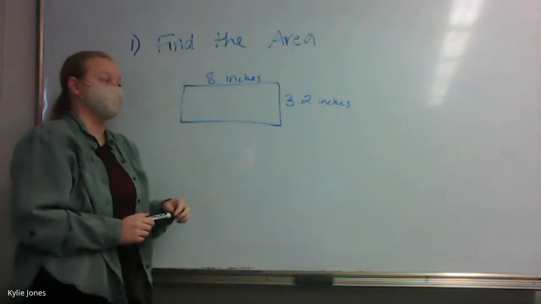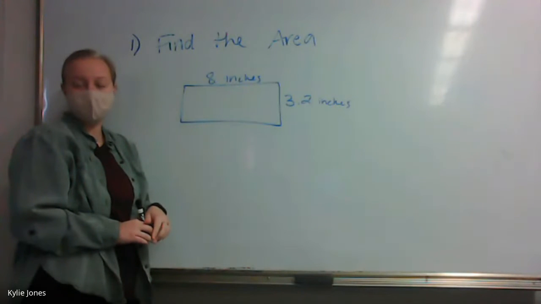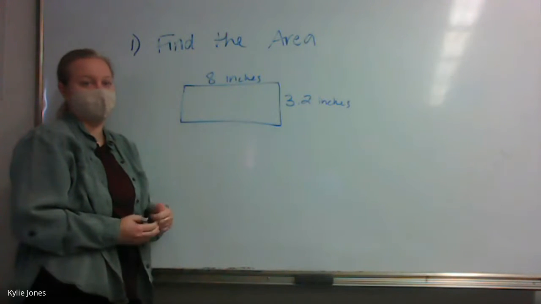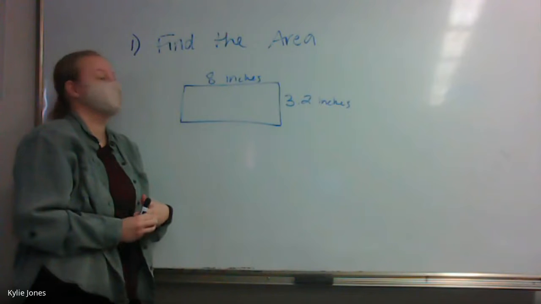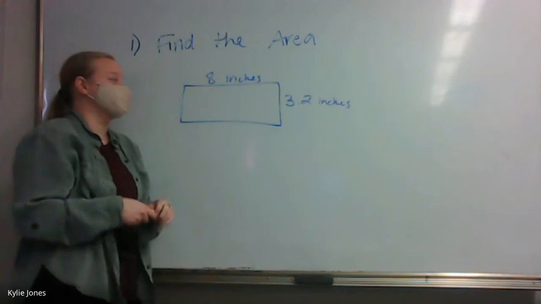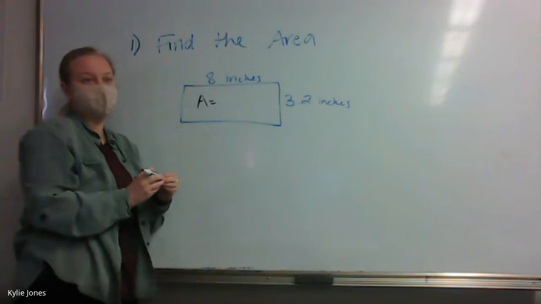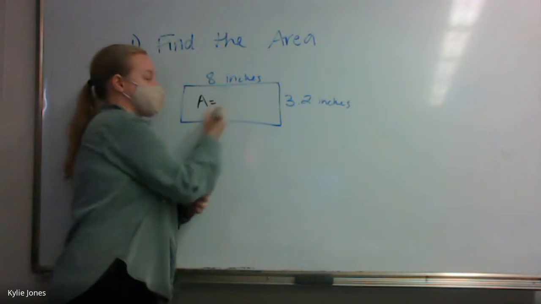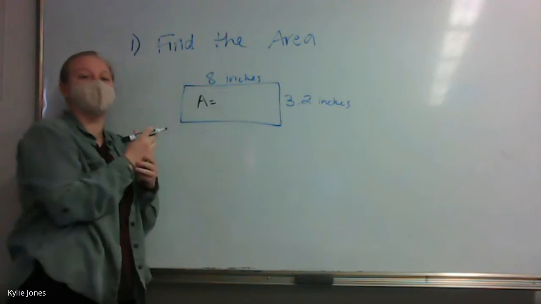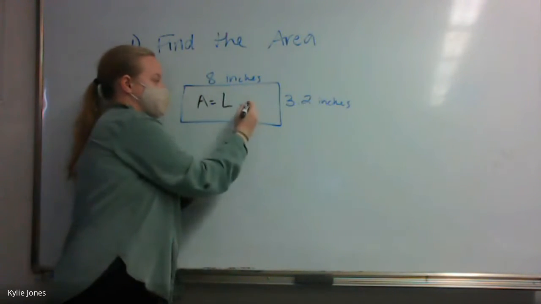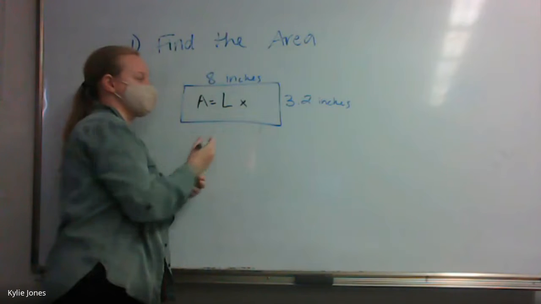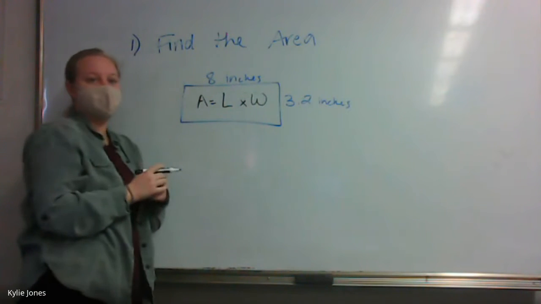No, this is a rectangle. That's for a triangle though. So this is a rectangle. How do you find the area of a rectangle? What do you do? Multiply. What do I multiply together? Not the numbers. What are they called though? The formula. Yeah, the formula is length times width.